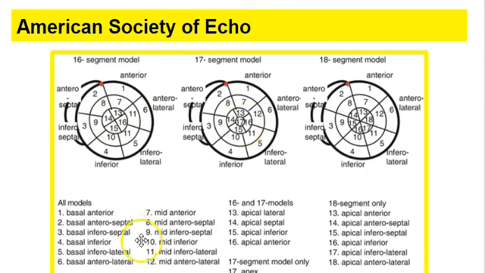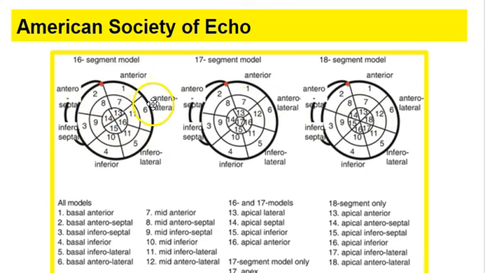So the 16 segment model is used for just evaluating the walls, and this here is to assess myocardial perfusion and so on and so forth. The 18 segment model breaks the apex down even further. It makes it even more complicated there. But we're going to be concerned about these 2 segments, okay?